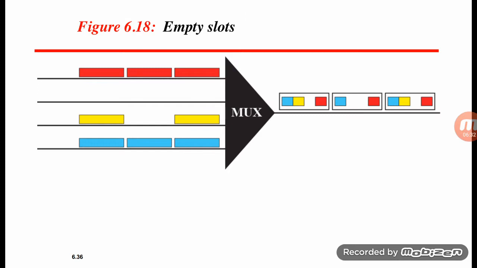So you can see that in this synchronous TDM, sometimes you are wasting resources, right? That you still have nothing to send, but since it has already been sent, so you are wasting those slots, right? This is one of the disadvantages of this. So these are called, when you are not sending data, these are called empty slots, right? This is one concept.